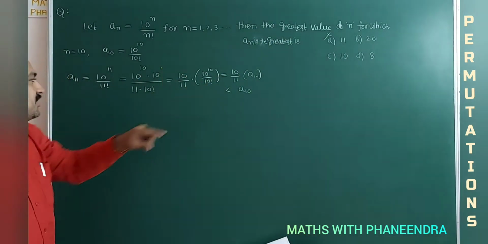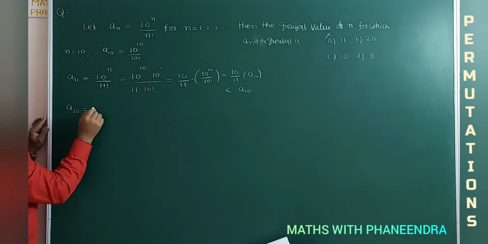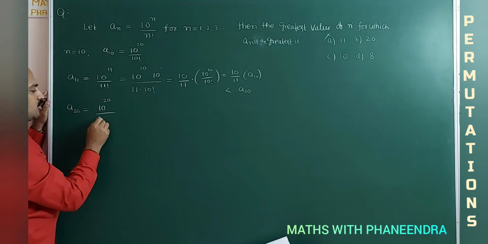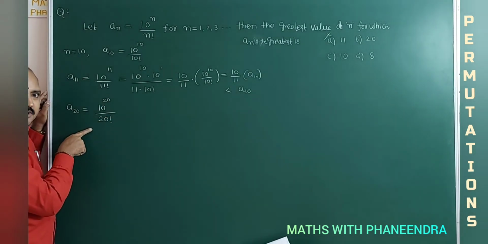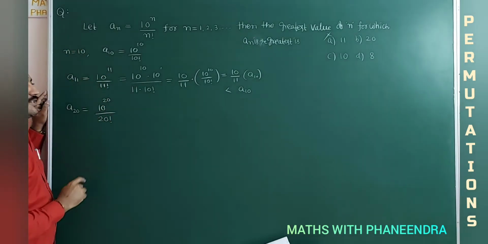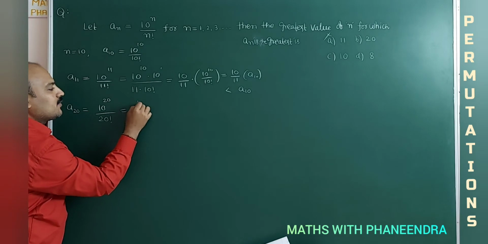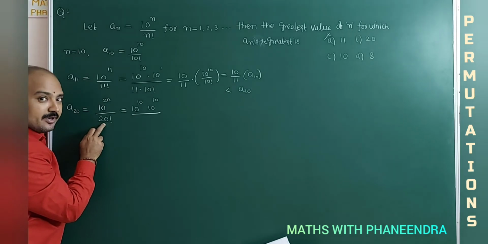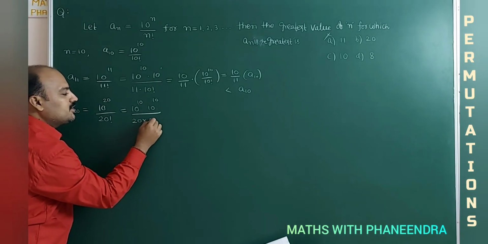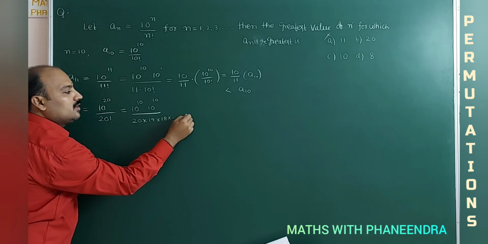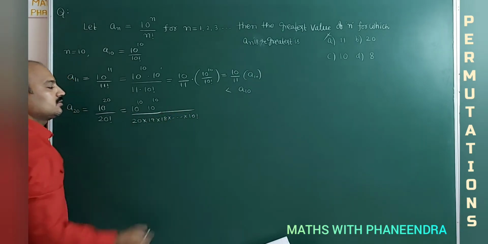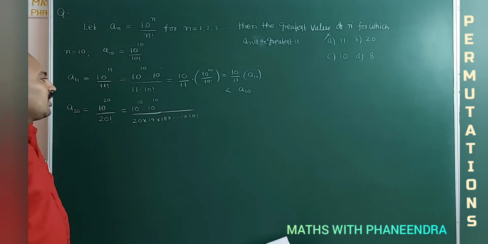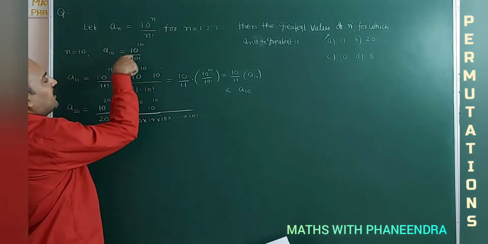Go for the second option, 20. a20. That means wherever n is there, substitute 20: 10 power 20 by 20 factorial. Observe carefully, dear students. After writing this, you have to write it in terms of a10. 10 power 20 can be written as 10 power 10 into 10 power 10, divided by 20 factorial, which can be written as 20 into 19 into 18 and so on down to 11 into 10 factorial. We can write it that way. 10 power 10 by 10 factorial we can write as a10.